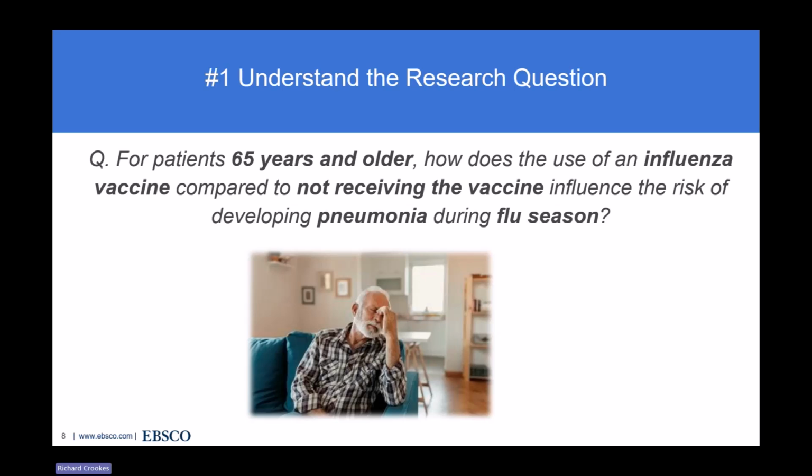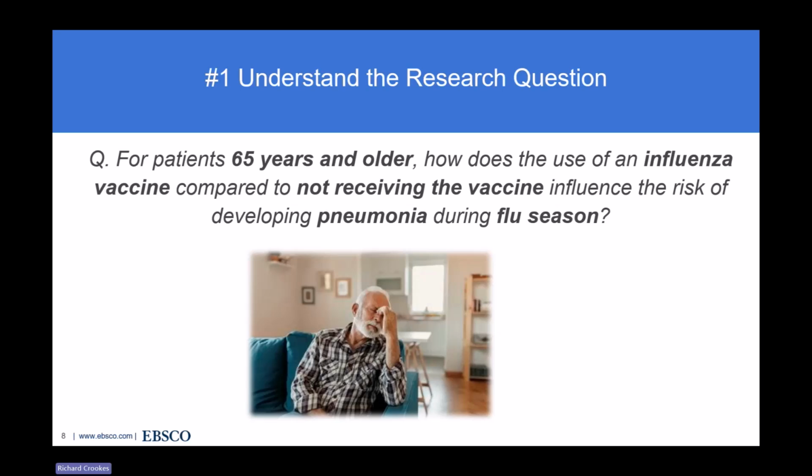Now, we're probably moving away from flu season by now, but we're still looking at this topic, and we have, of course, an age group. We've got patients, it could be male or female, 65 years and older. There's the use of influenza vaccine compared to not receiving the vaccine. And then pneumonia, of course, is also highlighted, as is flu season. So I've identified the key concepts in relation to this research question, which means that we then have terms to work with to create our search strategy.